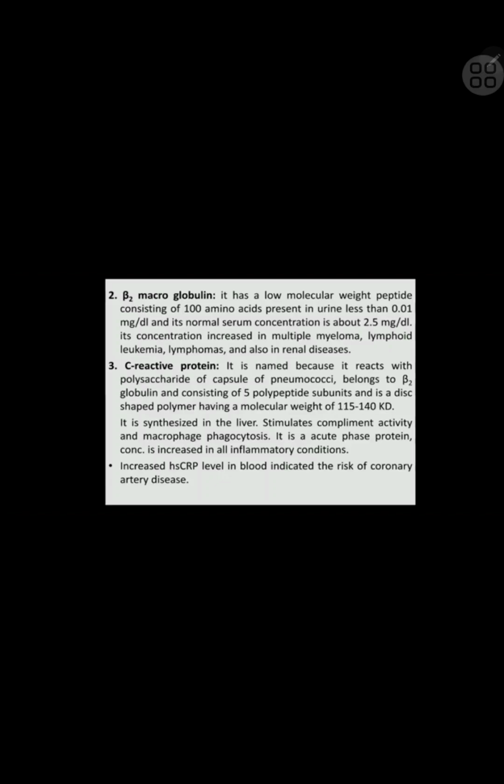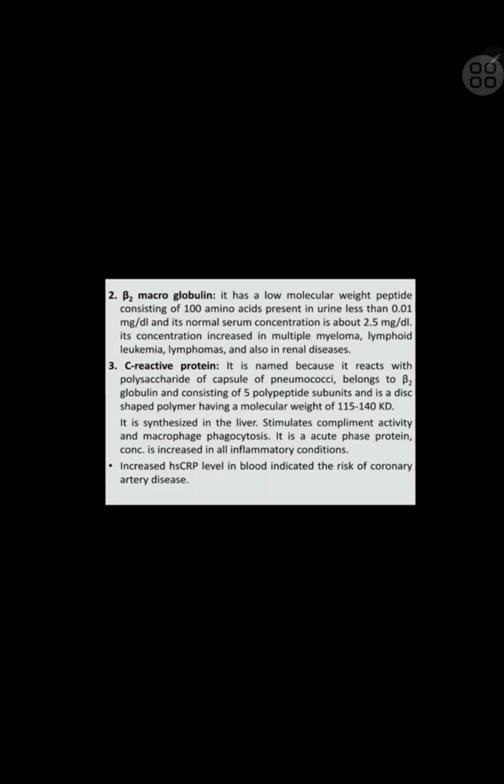Beta 2 microglobulin has a low molecular weight peptide consisting of 100 amino acids, present in urine at less than 0.01 milligram per deciliter, and its normal serum concentration is about 2.5 milligram per deciliter. And this beta 2 microglobulin concentration is increased in multiple myeloma, lymphoid leukemia, lymphomas, and also in renal diseases.